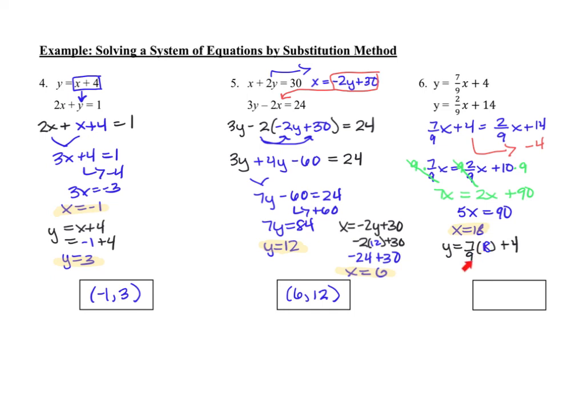And then when I simplify this, I'm just going to divide these out. So 9 goes into 18 twice. So I can divide those out. That'll give me 2. 7 times 2 is 14. And 14 plus 4 is 18. So I know that my y is also 18, making the solution to this system 18, 18.